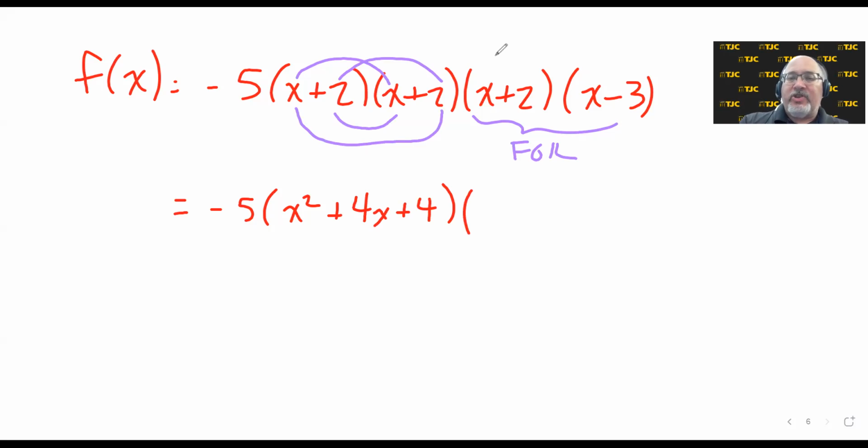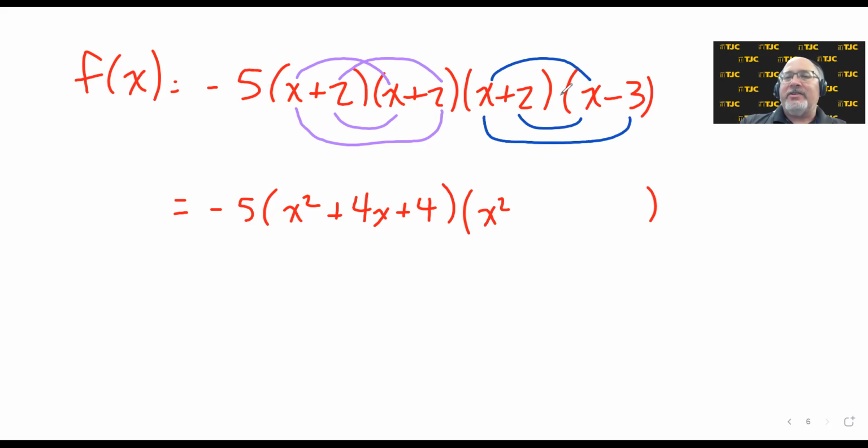And we'll do the same thing for the second one. Let's erase where it says FOIL, and we'll change colors. We'll make it blue. All right. The first part of FOIL here is x times x, which of course is x squared still. The outer and inner products will be like terms. The outer is -3x, the inner is positive 2x. -3x and positive 2x is -1x, or just -x. And then the last part of FOIL is positive 2 times -3, which is -6.